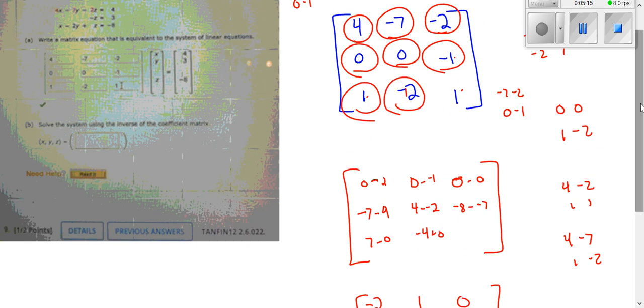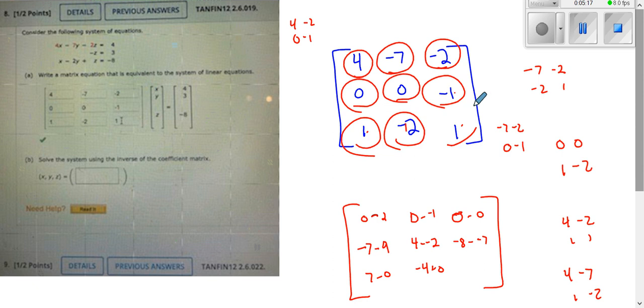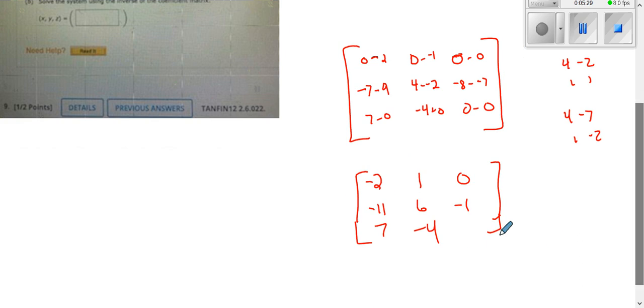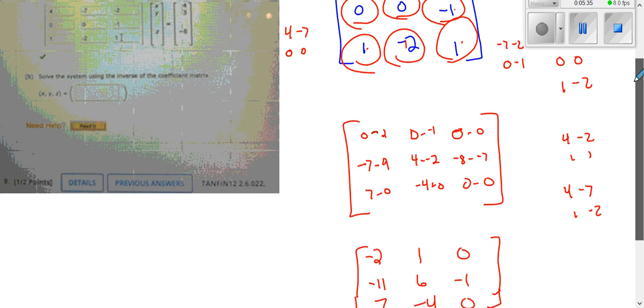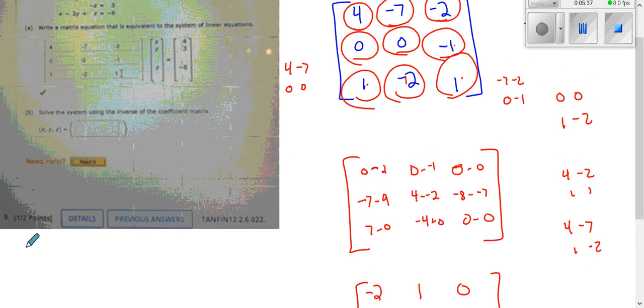Okay. Last one. Get rid of this and this. So 4, negative 7, 0, 0. 4 times 0 is 0, negative 7 times 0 is 0, and 0 minus 0 is 0. Alright, so that's the first part of it. The second part of it, I'm going to copy this down over here for a second.